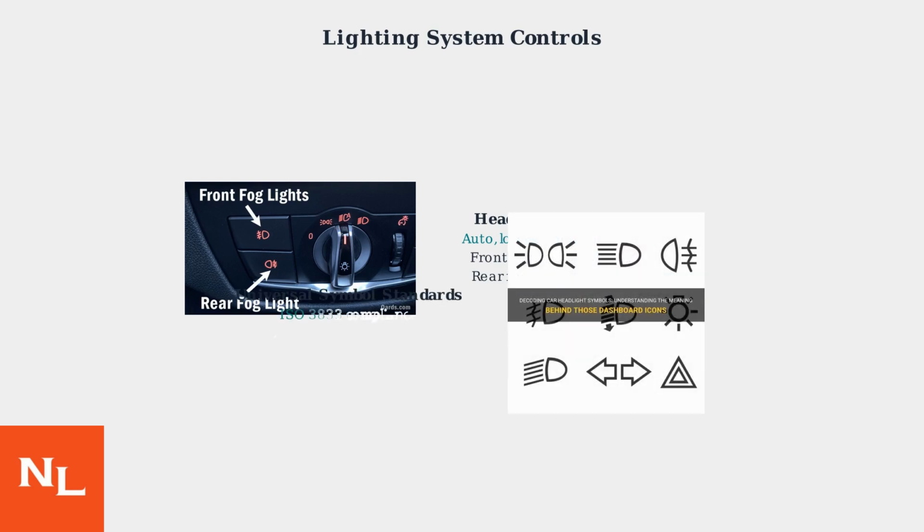Dashboard symbols follow ISO 3833 international standards, ensuring consistent iconography across all vehicle manufacturers. This standardization helps drivers quickly identify controls, regardless of the car brand.